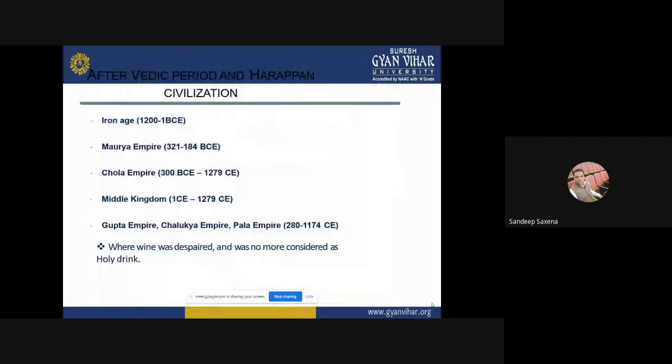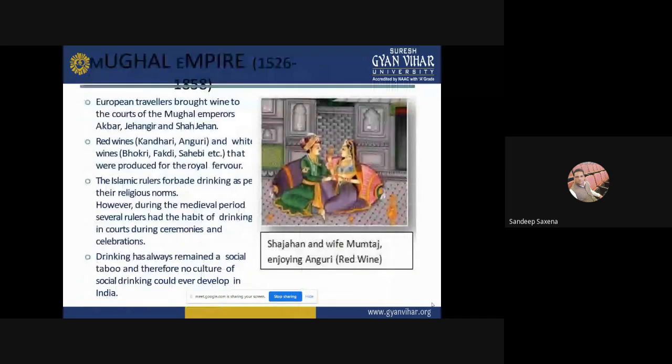2600-1900 BCE. After the Vedic period and Harappan civilization, there was the Iron Age, the Maurya Empire, and the Chola Empire, and in the Middle Kingdom, there was the Mughal Empire. And Shah Jahan and his wife Mumtaz enjoying Anguri, the red wine, the very famous red wine.